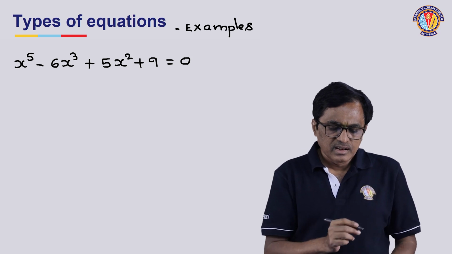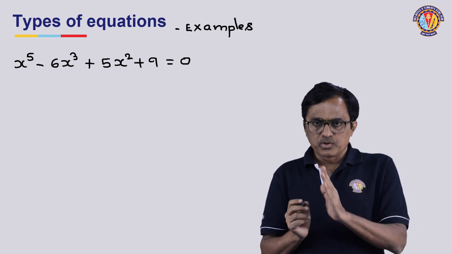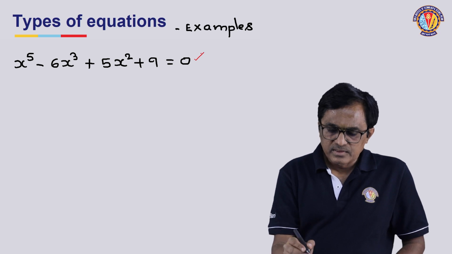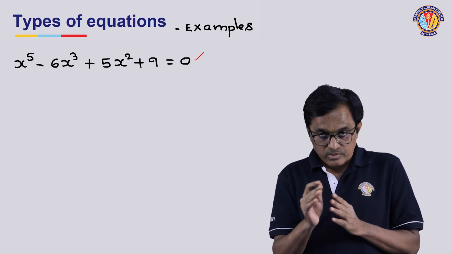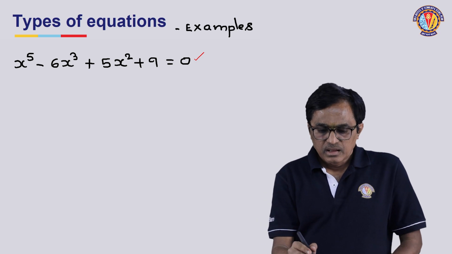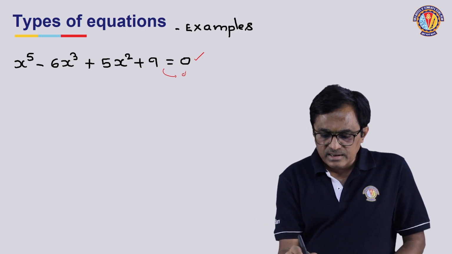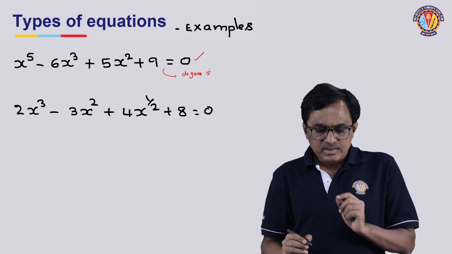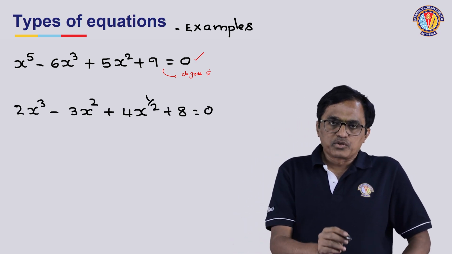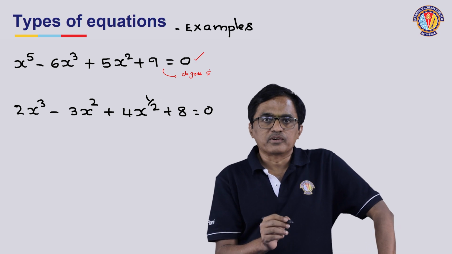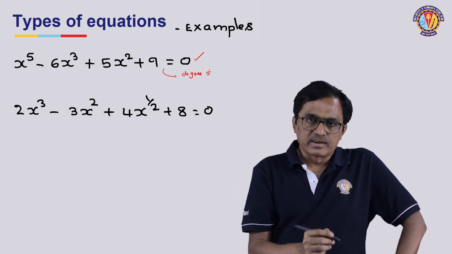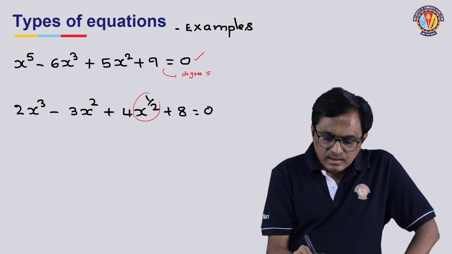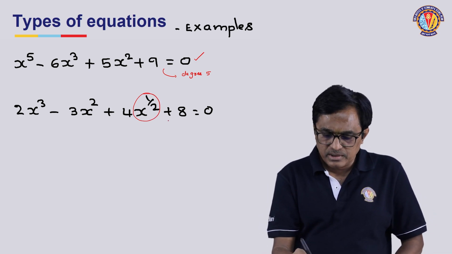If you see here, it is x power 5, x cube, x square, 9. So undoubtedly this is a polynomial, and equal to 0, a polynomial equation. Then immediately what comes is, what is the degree here? The highest power is 5, right? So it is a polynomial equation of degree 5. Now the second one, is it a polynomial? 2x cube minus 3x square plus 4x power 1 by 2. Fractional power, right? So this term makes it a non-polynomial. It is not a polynomial.